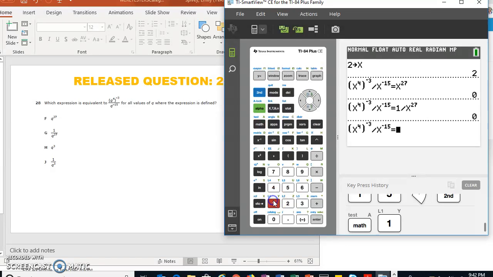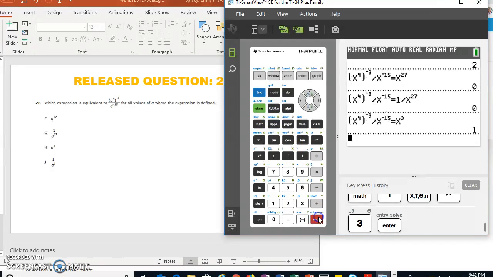So we're going to set this one equal to an x to the third. And there we got our 1, so H is the correct answer.